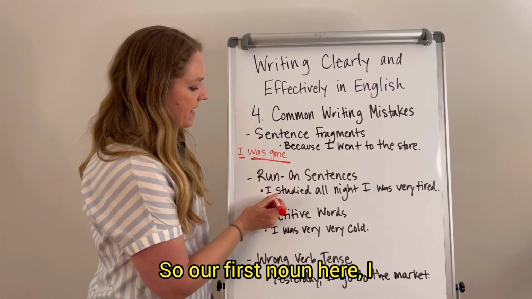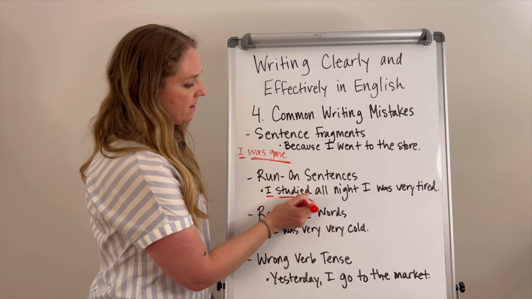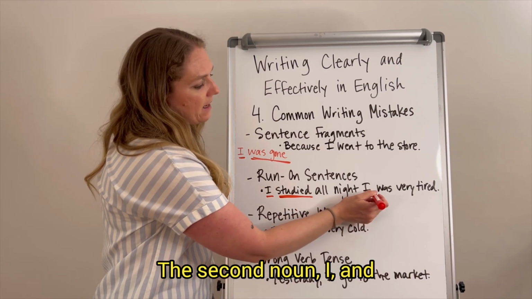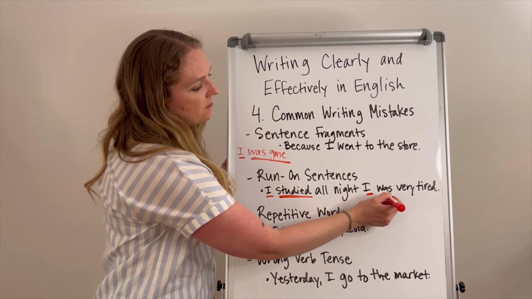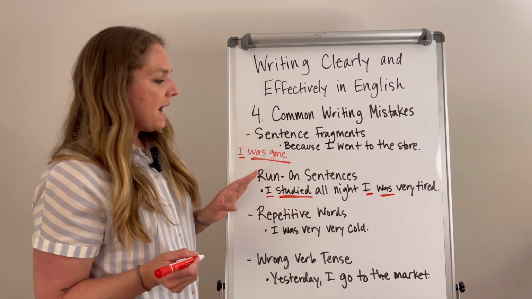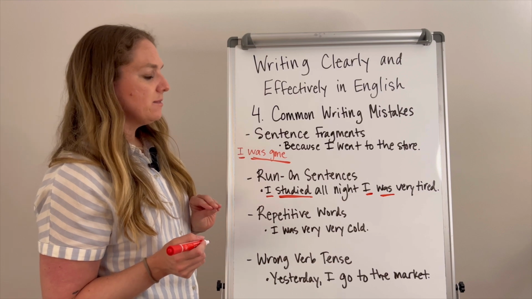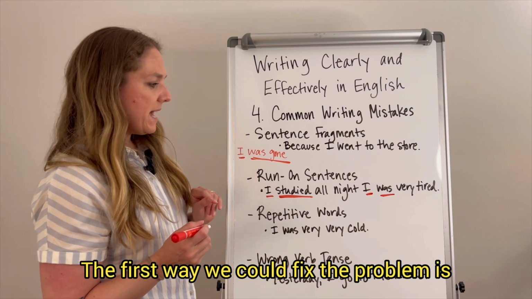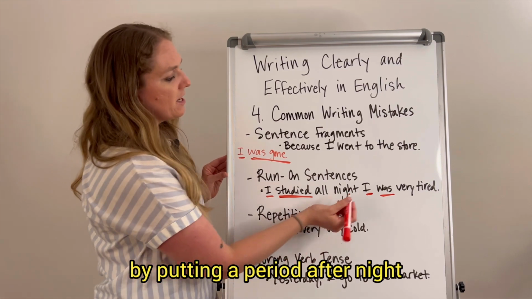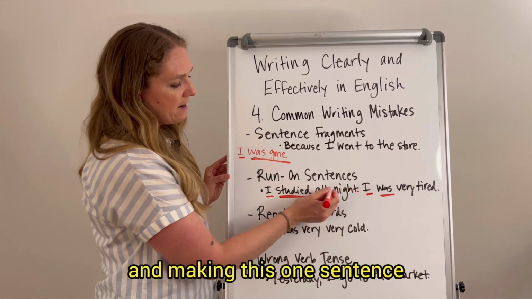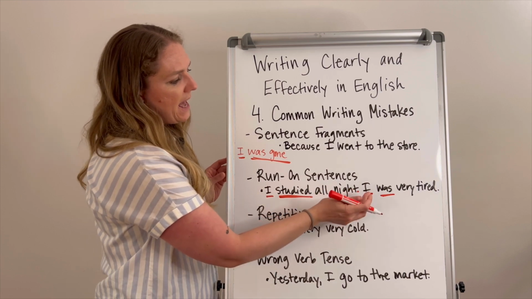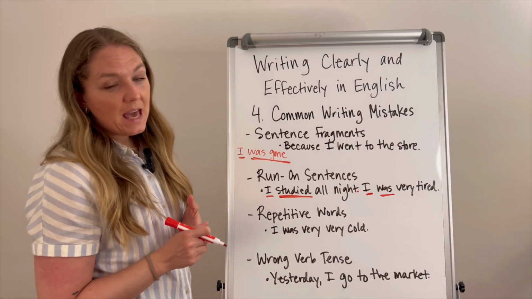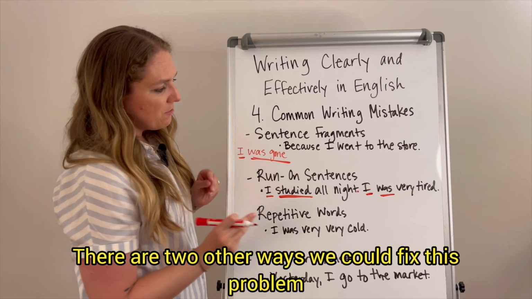So our first noun, here I, and here verb studied. The second noun, I, and verb was. I studied all night. I was very tired. So this is where we need to fix the problem. The first way we could fix the problem is by putting a period after night and making this one sentence and making I was very tired one sentence. There are 2 other ways we could fix this problem.